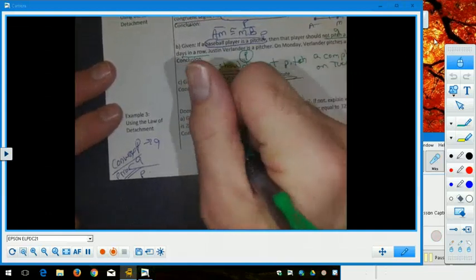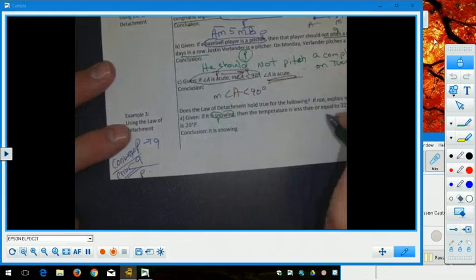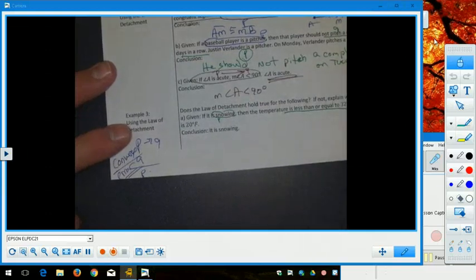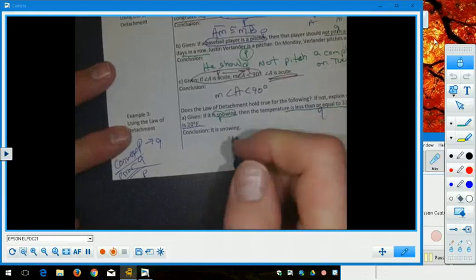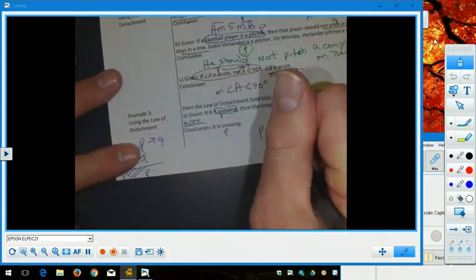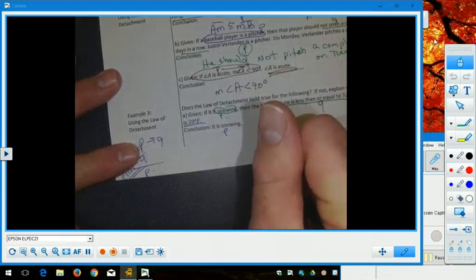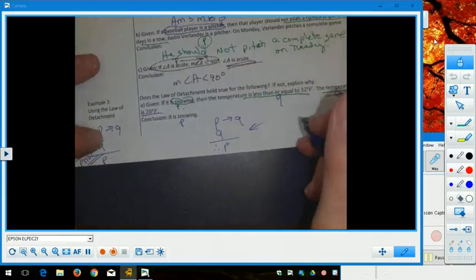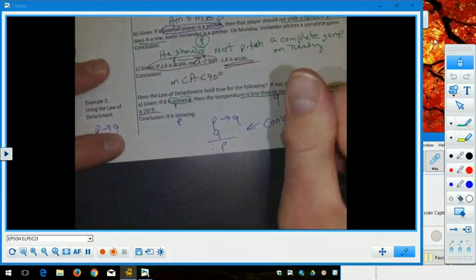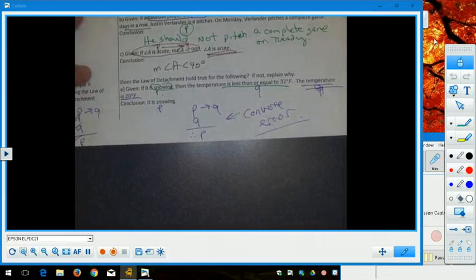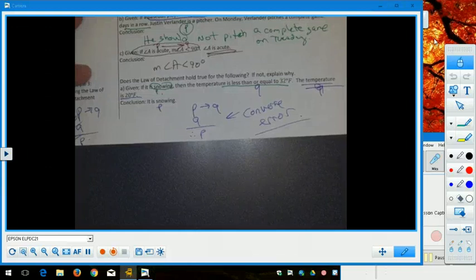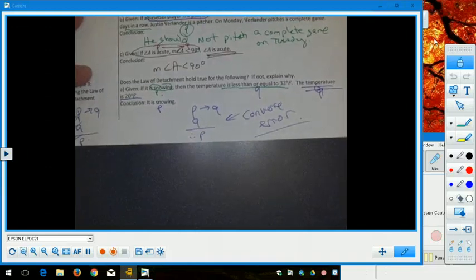So if it is snowing, there's P, snowing, then the temperature is less than or equal to 32 degrees Fahrenheit. So that's our Q. They then tell us the temperature is 20 degrees, which is not P, that's Q, and they're concluding that it's snowing. So they did P to Q, then they gave us Q, and now they're telling us P. This is what we call converse error. People think, hey, it sounds like they said the same thing, except they didn't. They said it in the reverse order, and the reverse order is not always true. It could be, but it doesn't have to be.